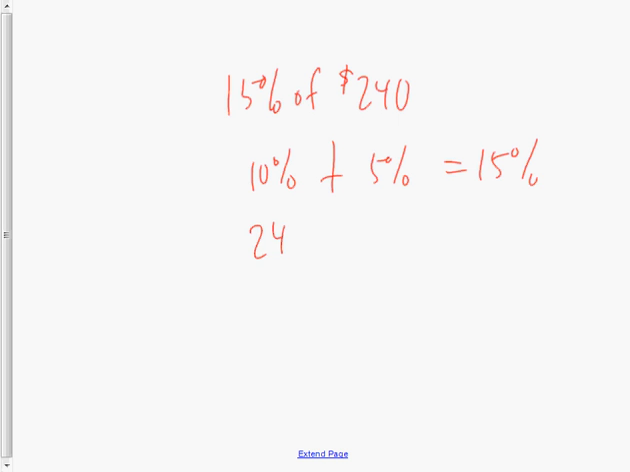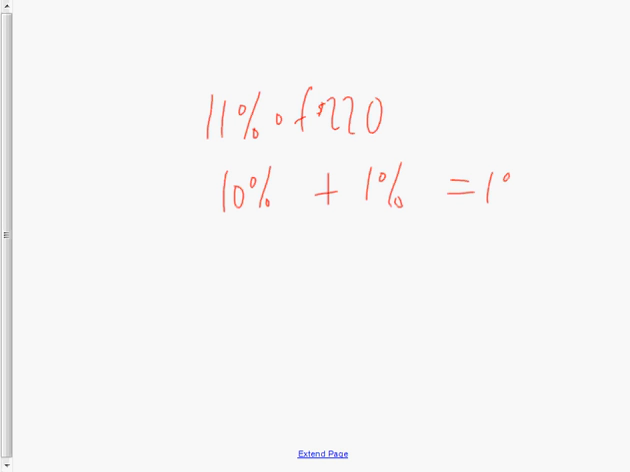15% of $240. We need to find 10%, add it to 5%, and that will equal 15%. 10%, move the decimal one place over, will be $24. 5% is half of 10%, which is $12. The sum of those two is $36, which is 15%.